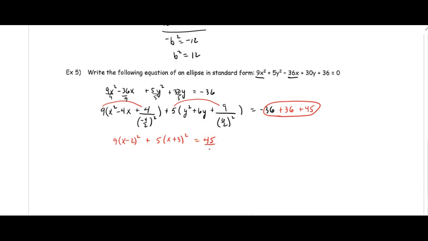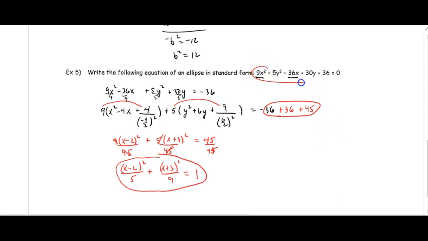Now I have to actually divide everything by 45. So this would reduce to (x minus 2) all squared over 5, plus this would reduce to 1 over 9, so (y plus 3) all squared over 9 equals 1. This would be the equation of your ellipse in this form. Okay? Do me a favor, go ahead, try the homework, and let me know if you have any questions.